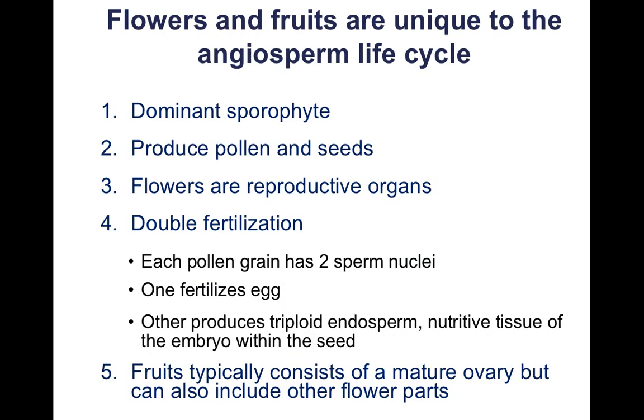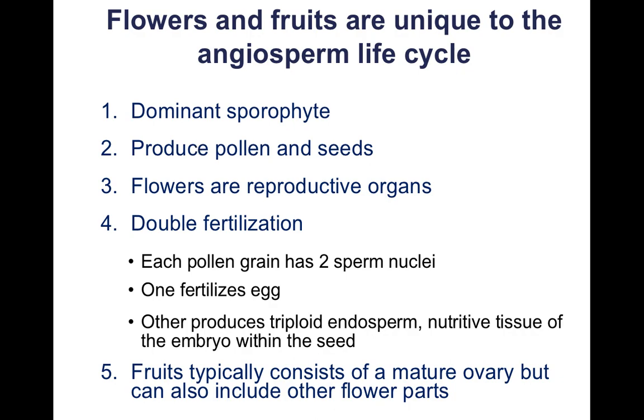Some key aspects of the angiosperm life cycle: just like the gymnosperms, we're going to see a dominant sporophyte. So all the flowering plants in your environment that you see are going to be the sporophyte, the diploid form.